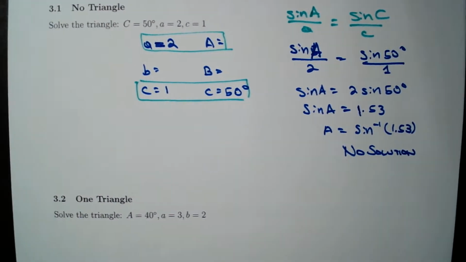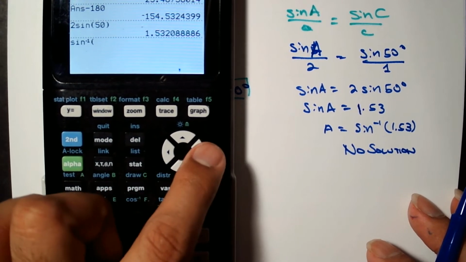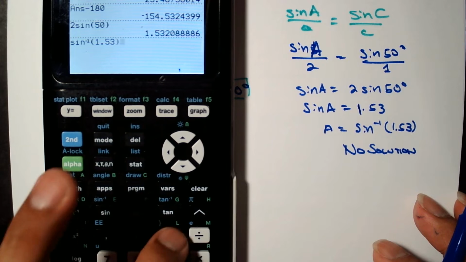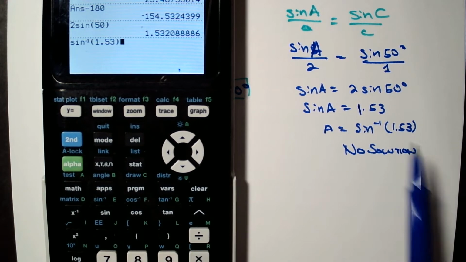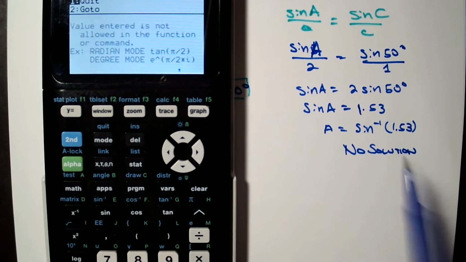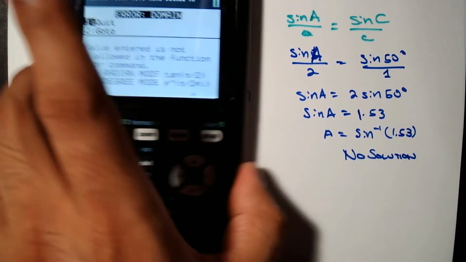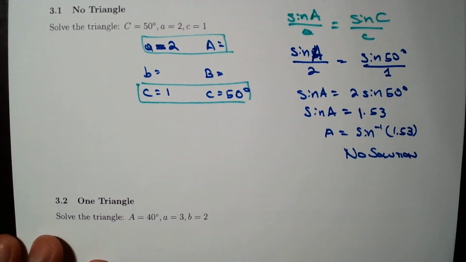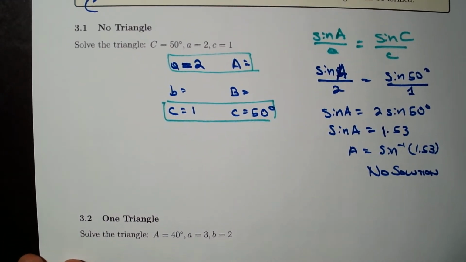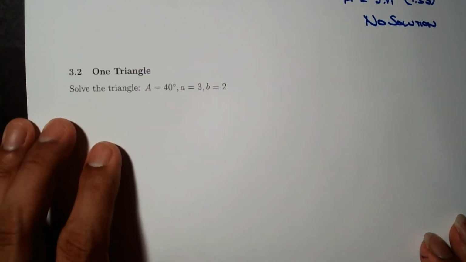Why? Because if you consider the domain of the inverse sine, it goes from -1 to 1. And look at this when we do that calculation, that's no solution. So in this case, solving the equation gives us no solution. That means no triangle. What about the situation in which we have one triangle?